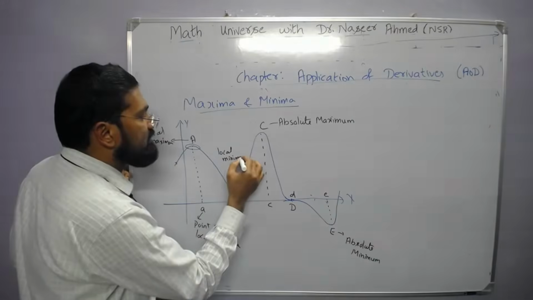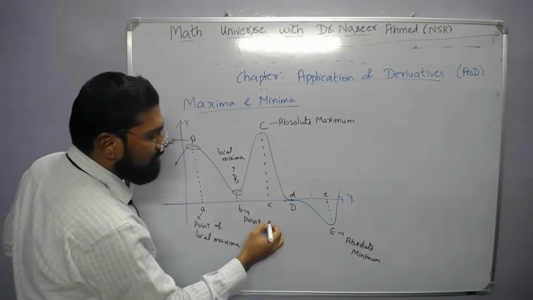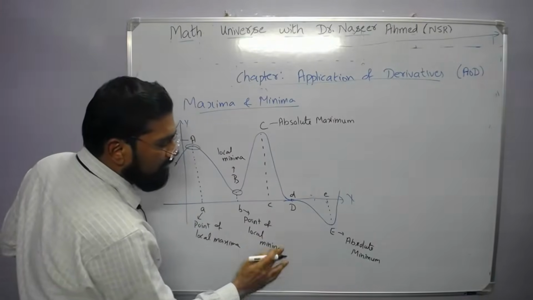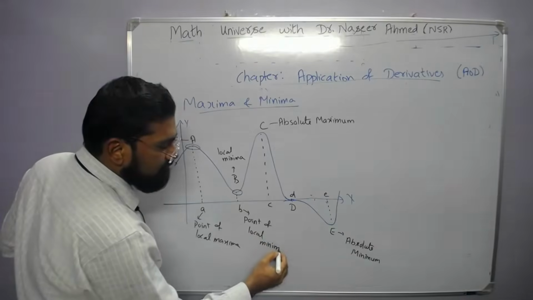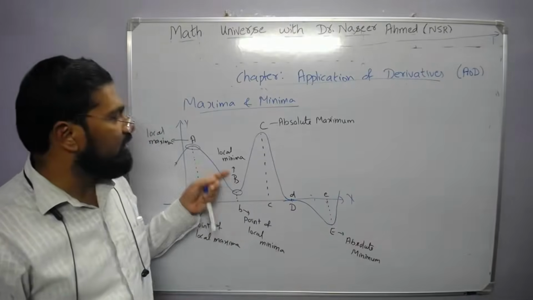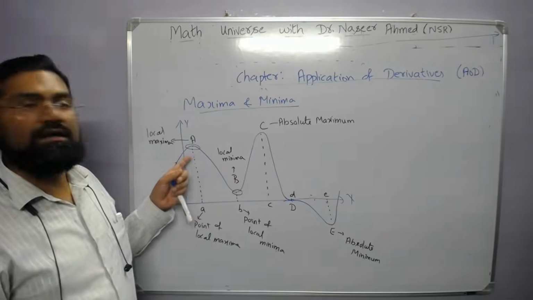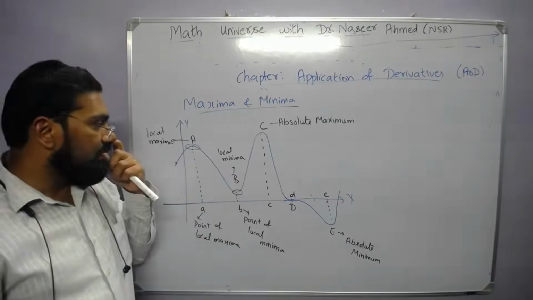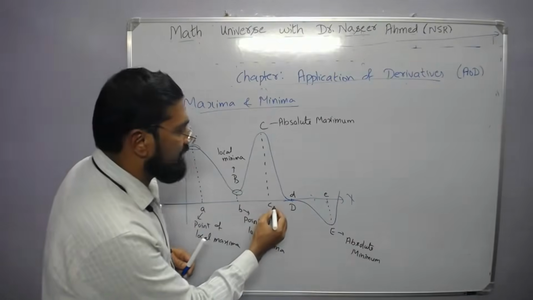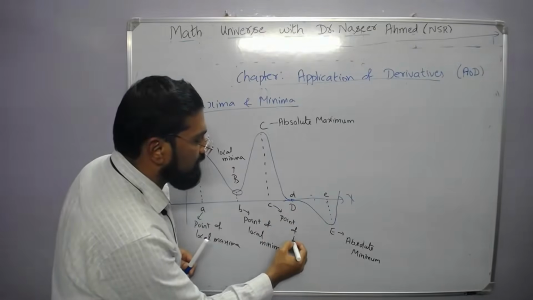Kindly pay attention, after this only problems. Okay. And here, the point of local minima. What is this point of local minima? When we say point of local minima, it means that point is giving us the minimum value, the local minimum value. When I say point of local maxima, that point is giving us the local maximum value. And here, this small c is giving absolute maxima, so this is the point of absolute maxima.